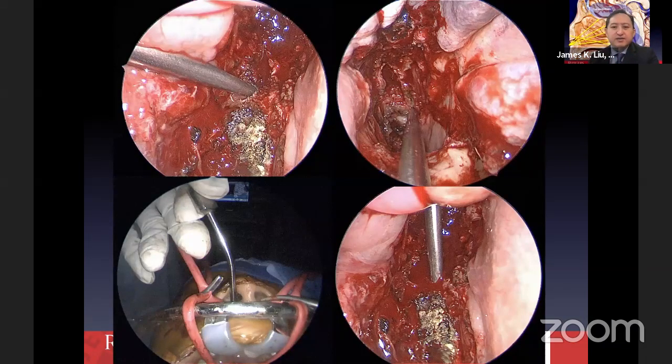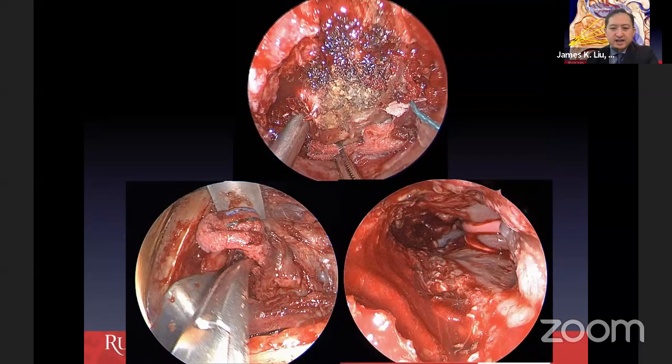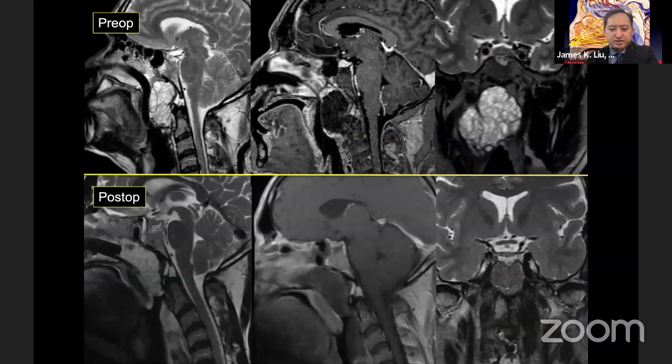And then by the end of the resection, we can place a suction through the endonasal corridor and visualize it through the transoral corridor. So you can see that all three corridors have been combined, and we can get this nice complete removal. And the patient went on to get proton radiotherapy and has been progression-free for the last 5 years now.